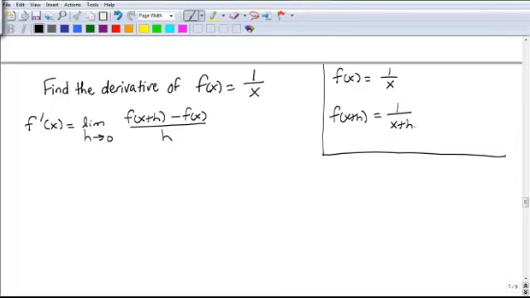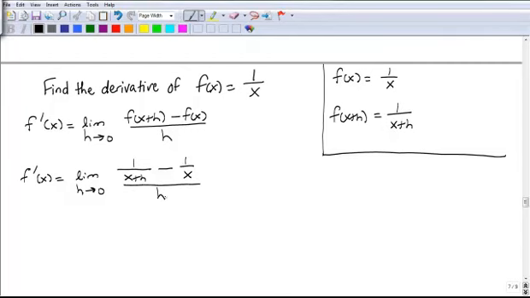So now I have f of x and f of x plus h. I can put them inside the formula here. The limit as h goes to 0. f of x plus h is 1 over x plus h. f of x is 1 over x. And the whole thing is over h.